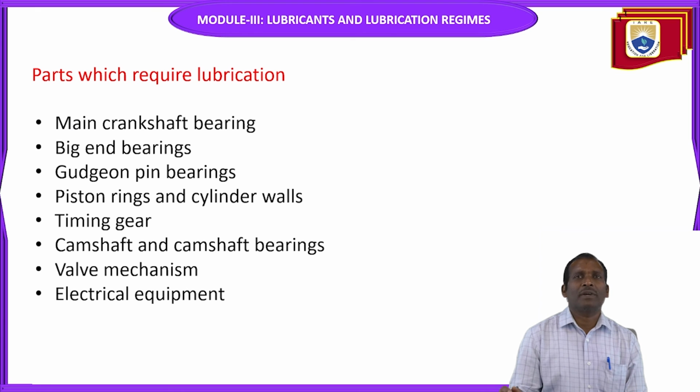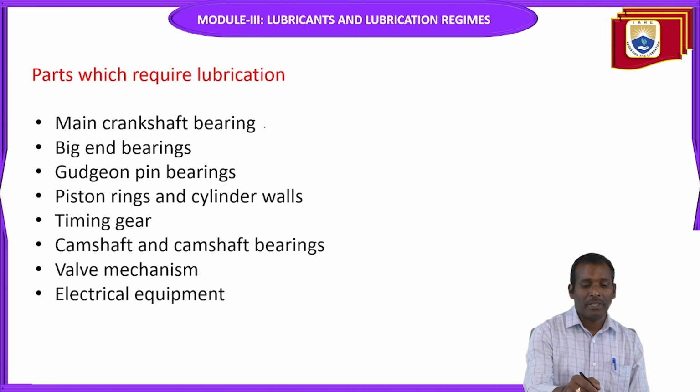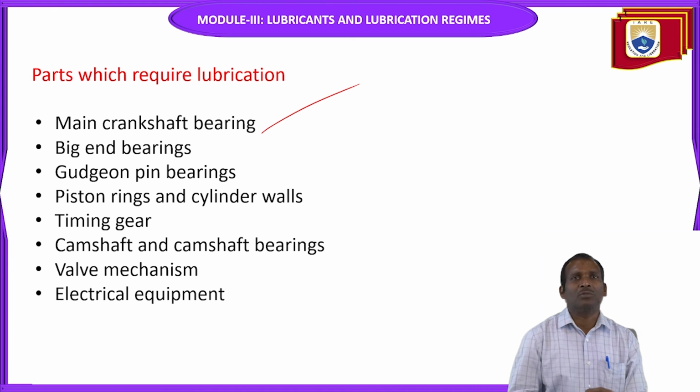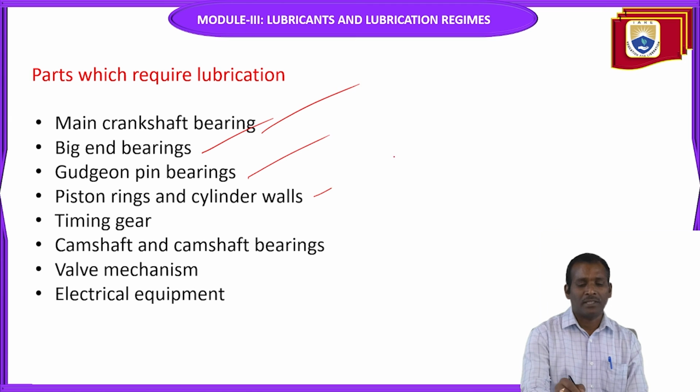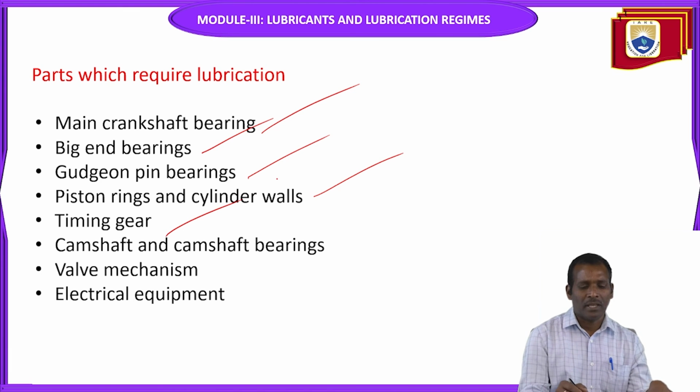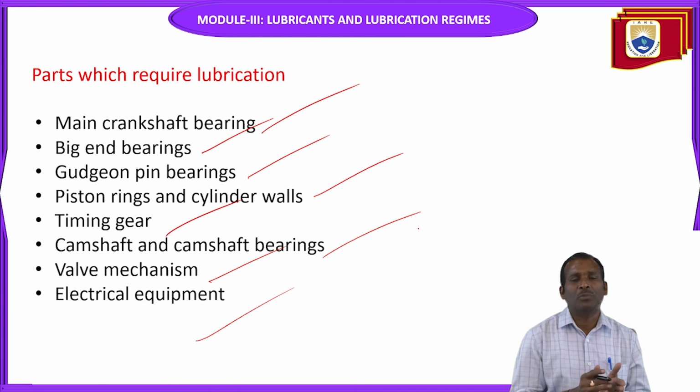Now, parts which require lubrication. Generally, which types of parts require continuous, frequent lubrication? The main crankshaft bearing in mechanical engineering requires lubrication. Big end bearings are required, and gudgeon pin, piston rings and cylinder wall. These are parts of the engine: piston, connecting rod, piston rings, crankshaft. Piston rings and cylinder walls, timing gear, cams and camshaft bearings, valve mechanism, and electrical equipment also require some lubrication.